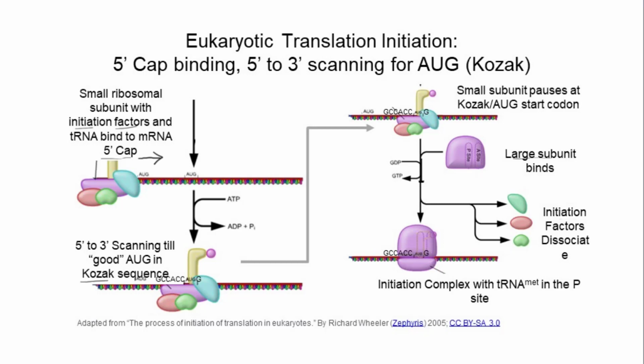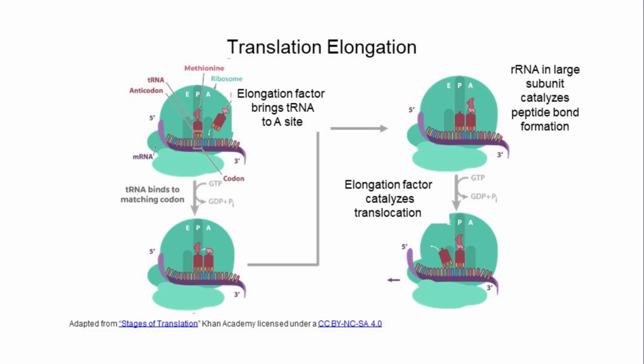Every stage of protein synthesis is an energy-intensive process. This initiation process costs energy in the form of ATP, which is required for 5' to 3' scanning, and GTP, which is essentially an ATP equivalent, which is required for final assembly of the initiation complex. Now we're ready for elongation.